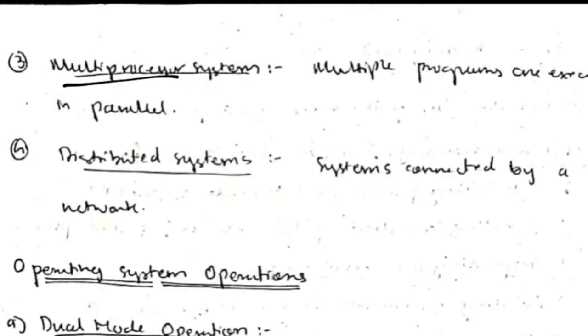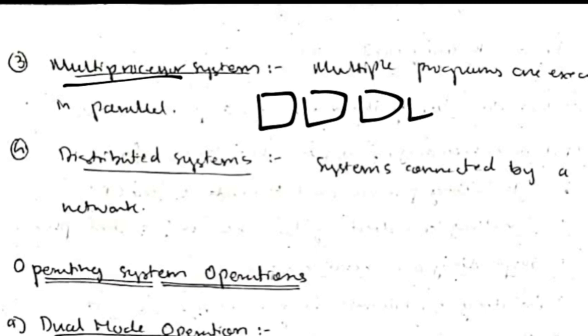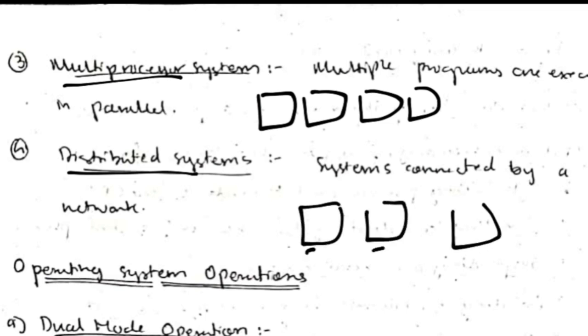The next one is multi-processor system. In these systems, the processors will be multiple and all the tasks will be carried out simultaneously. The last one is distributed systems. In distributed systems, there will be many computers connected by a network, and they will be sharing all the resources with each other. Note here that all these systems look very similar to each other, but there are some technical differences.